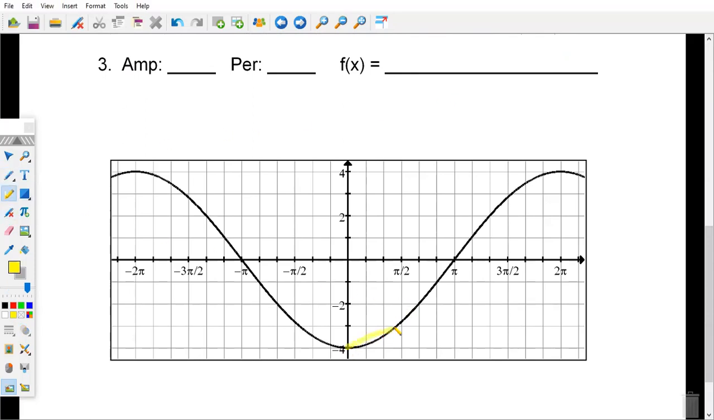So use what you can to figure out your period. Does that make sense? You can't see the whole thing, but use what you can to figure out your period. And we'll see how you do.